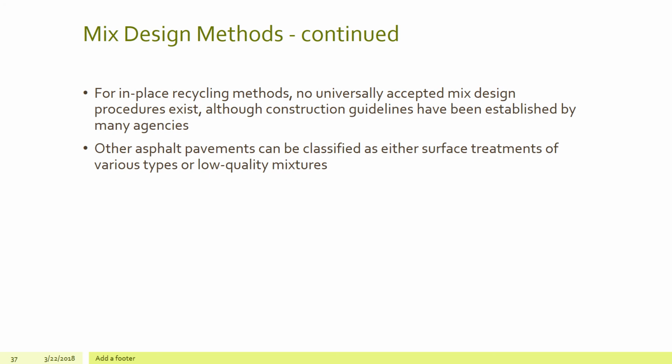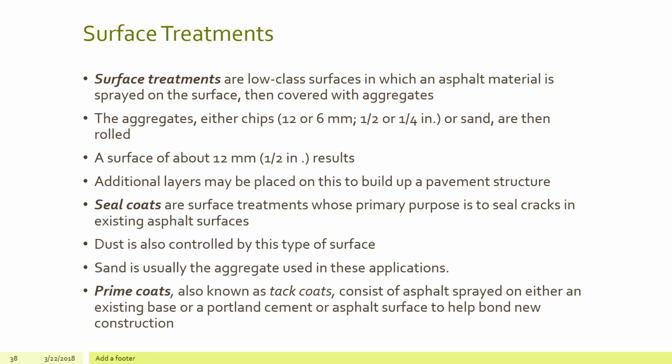For in-place recycling methods, no universally accepted mix design procedures exist, although construction guidelines have been established by many agencies. Other asphalt pavements can be classified as either surface treatments or various types of low-quality mixtures. The surface treatments are low-class surfaces in which an asphalt material is sprayed on the surface, then covered with aggregate, either chips or sand, which is then rolled. A surface of about a ½ inch results. Additional layers may be placed on this built-up pavement structure as needed.